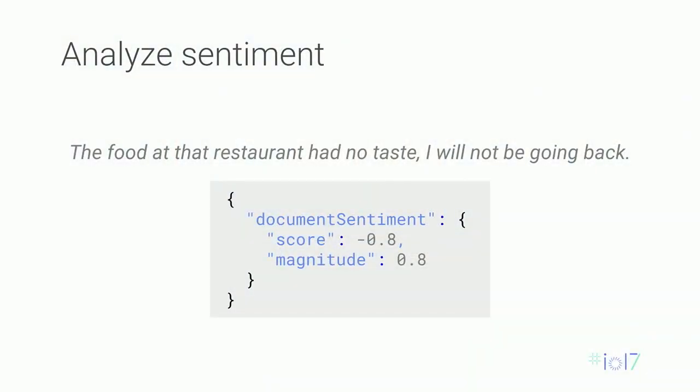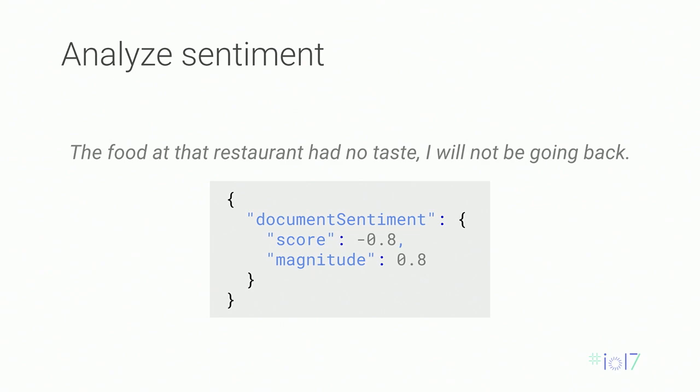The next thing that the API lets you do is analyze the sentiment of your text. So if we had this restaurant review, the food at that restaurant had no taste, I will not be going back. If I worked at this restaurant, I'd probably want to flag this review and potentially follow up with this customer to see why they didn't like it. But it's likely that I would have lots and lots of reviews, and I probably wouldn't want to read each one manually. I might want to flag the most positive and most negative ones, and then respond just to those.